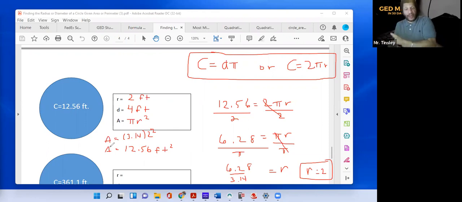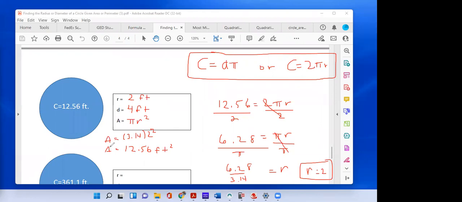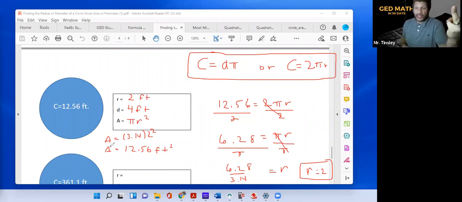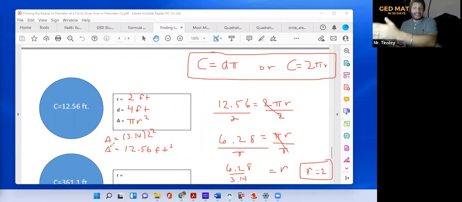So you have to be prepared that if they give you the circumference, to either figure out what the radius is, figure out what the diameter is, figure out what the area is. They're going to ask you one of those. They're not going to ask you all 3. This exercise has you do all 3 so you can be prepared for any question that they give you.